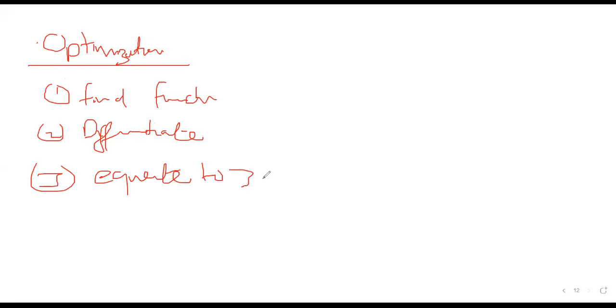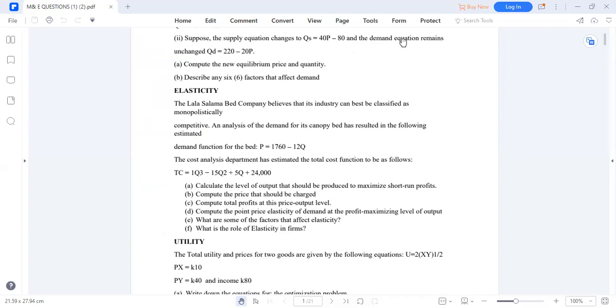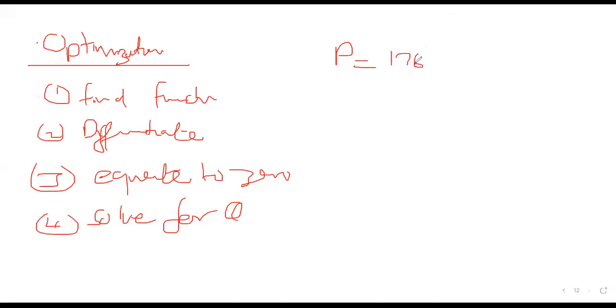Step 4, solve for Q and P. If you have a price function, like the one given in this equation, price is equal to what? 1760 minus 12Q. So step 1, if you want to maximize revenue, you need to find the total revenue.